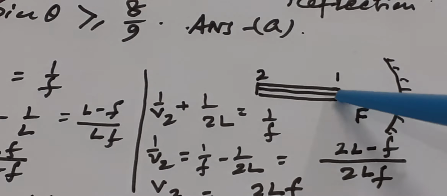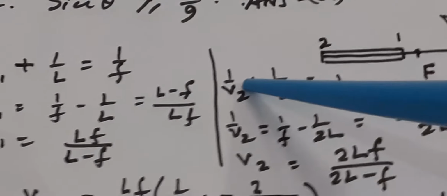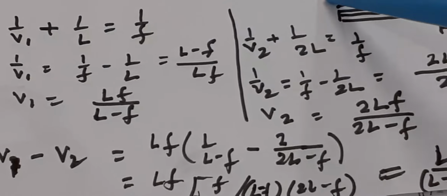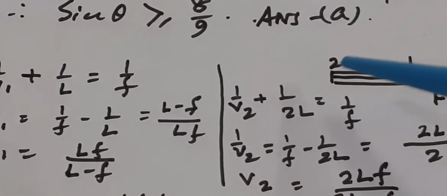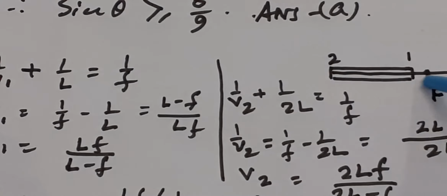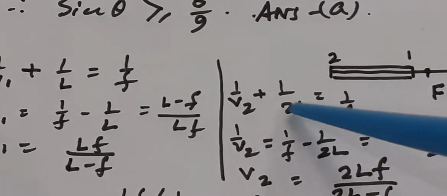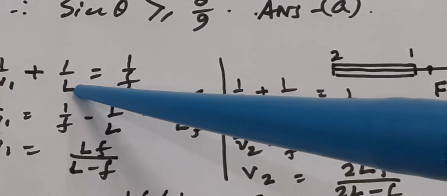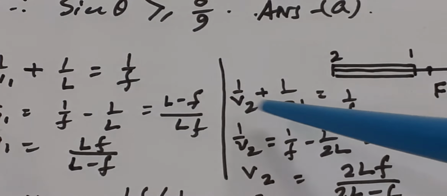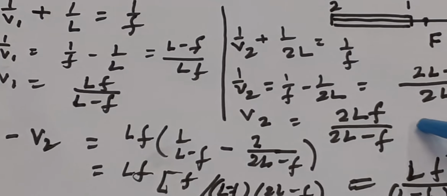From here, this image where it will form, that distance is this one. Okay. Next, in the same fashion you can do position 2: 1 by V2 plus 1 by distance has become twice L. This length of the object is L, and it is placed L distance away from the pole, so it will become twice L. Here it was L, you can see. Now here it is twice L. Now V2 will be available in the same fashion, twice L F over twice L minus F.